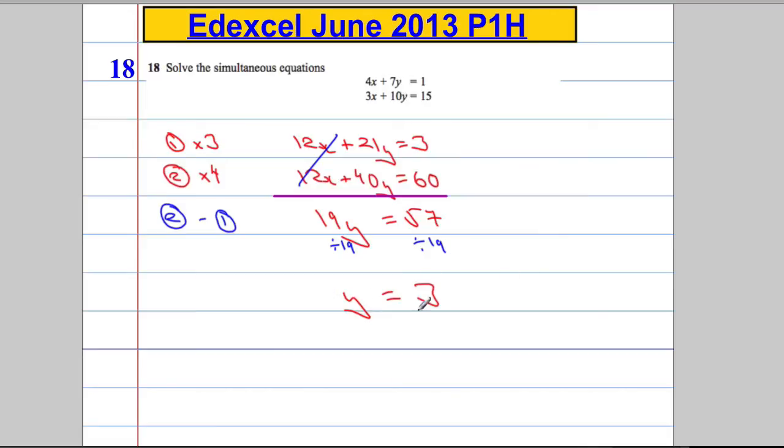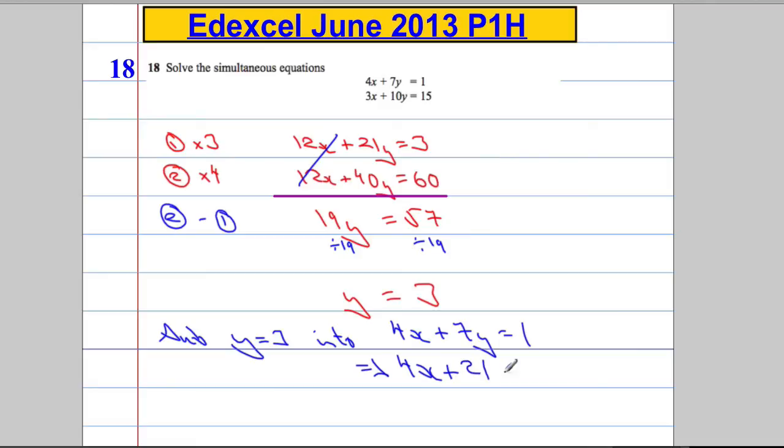Now I know what y is, I can substitute it back into one of the originals. So I'm going to sub y equal to 3 into, and I'm going to plug it back in here. It doesn't matter, you can do it to either equation, any equation at all, as long as it's got the x. So the 4x plus the 7y equals 1. So subbing, y is 3. 4x plus 7 lots of 3, which is 21, going to equal 1. We're going to take 21 off both sides. That gives us 4x equals negative 20.